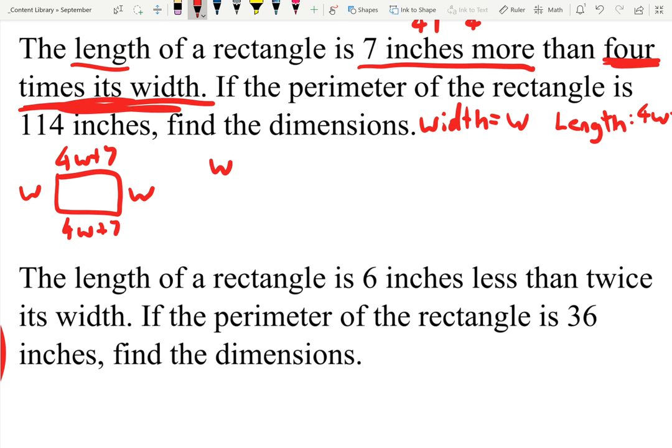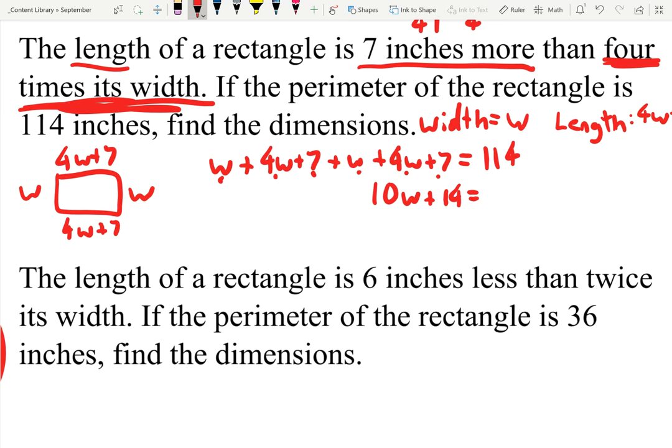So W plus 4W plus 7 plus W plus 4W plus 7 is equal to 114. Again, this is all 4 sides being added together. So we got a few terms to combine. We got a W and 4 W's, a W and 4 W's. If I combine all of those, 1 plus 4 plus 1 plus 4, that is all 10W. And then you're adding 7 and adding 7, so that means adding 14 because you're adding 7 twice.